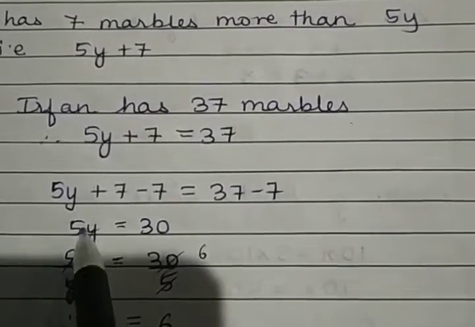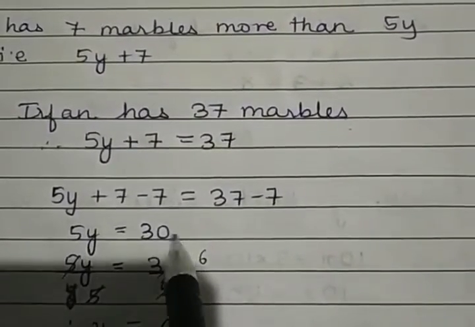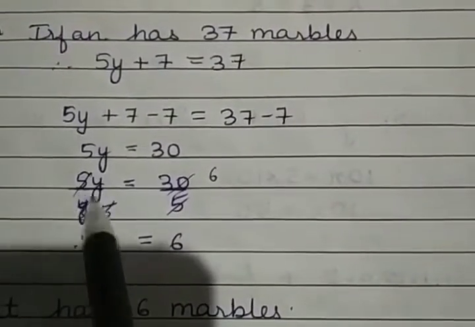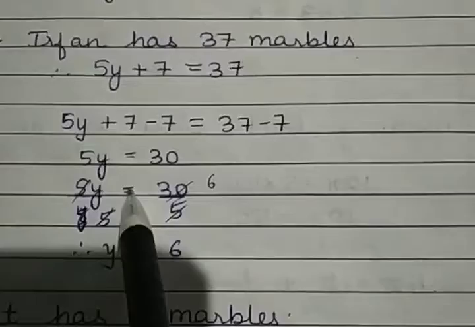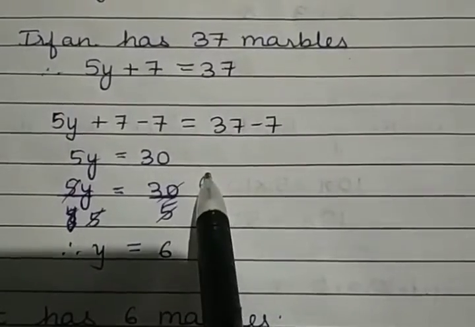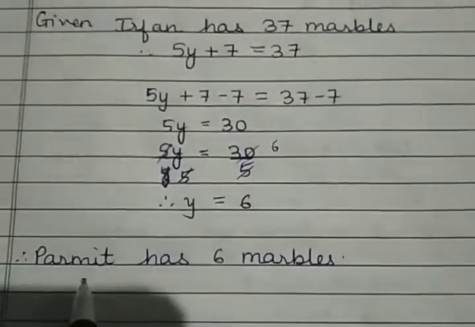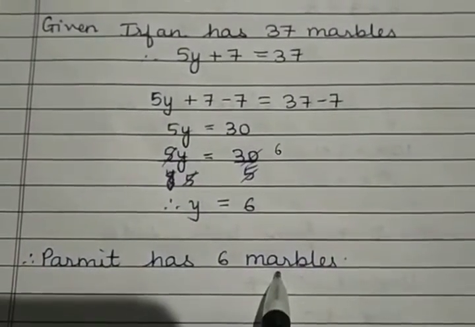Now I want only y, so I have to divide both the sides by 5. So when I do that, I get here 5 and 5 will get cancelled. So y is equal to, 5 ones are 5, 5 sixes are 30, so y is equal to 6. Therefore, Parmeet has 6 marbles.